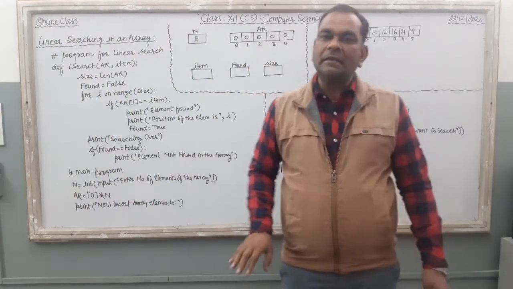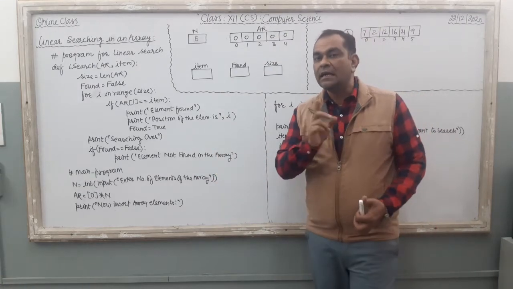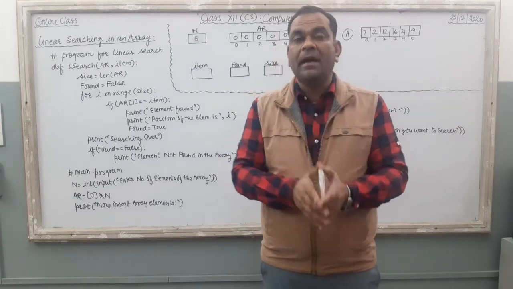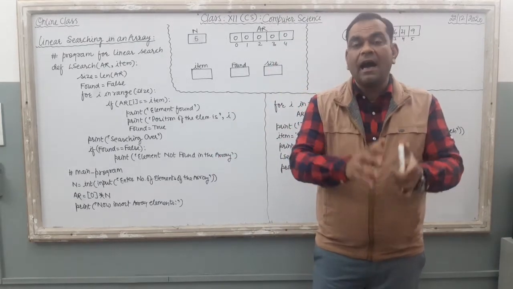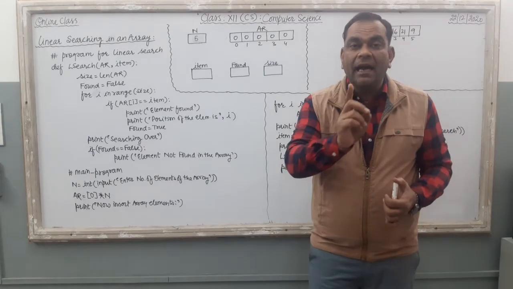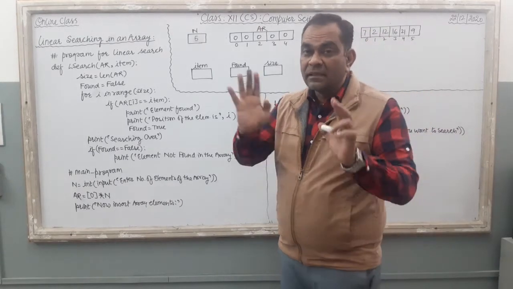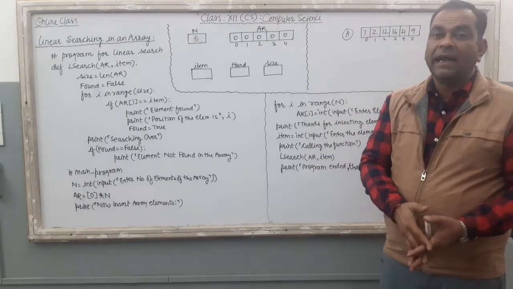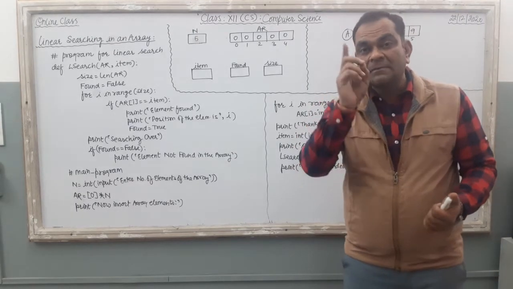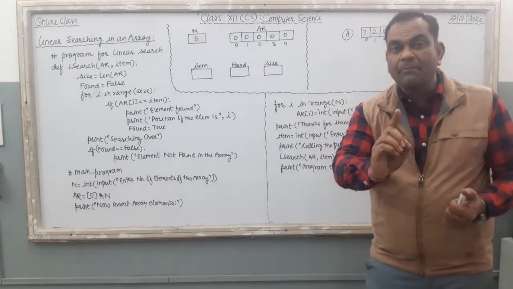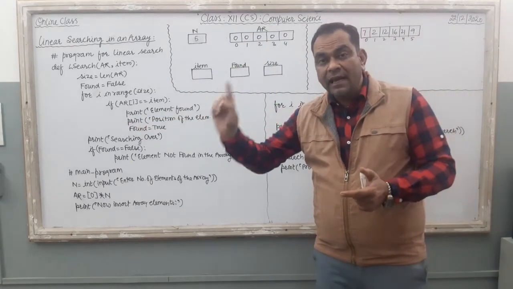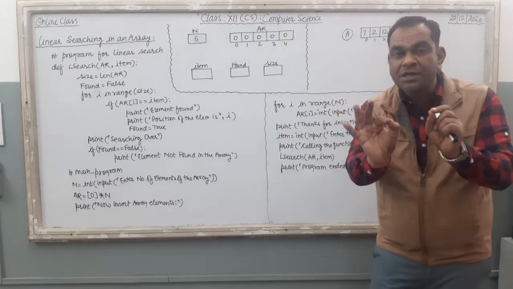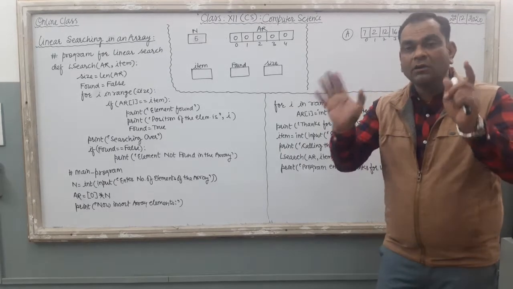Good morning students. In this video lecture we will discuss how to search an item inside an array, whether the specific item is there in the array or not. If the specific value is there in the array, then your program should print the specific position of the element on the monitor, right?